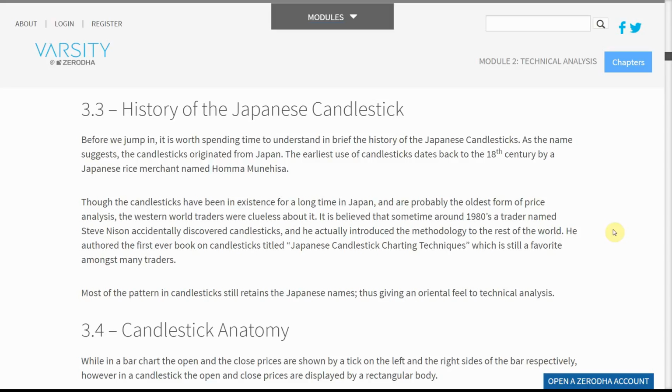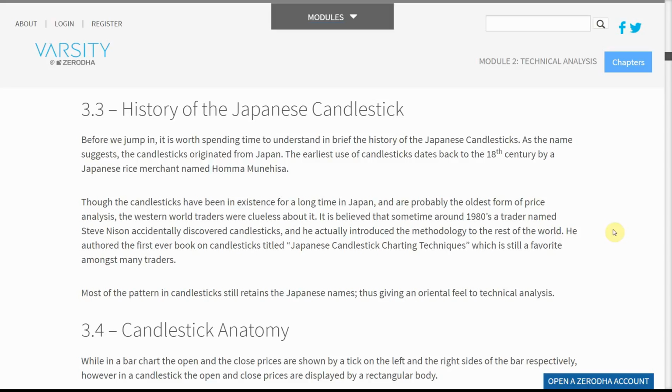Though the candlesticks have been in existence for a long time in Japan, and are probably the oldest form of price analysis, the Western world traders were clueless about it. It is believed that sometime around 1980s a trader named Steve Nison accidentally discovered candlesticks, and he actually introduced the methodology to the rest of the world. He authored the first ever book on candlesticks titled Japanese Candlestick Charting Techniques, which is still a favorite amongst many traders. Most of the patterns in candlesticks still retain the Japanese names, thus giving an oriental feel to technical analysis.